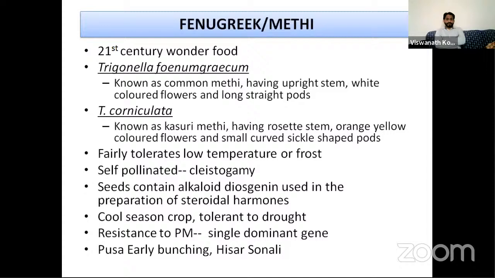And fenugreek is a two-cut crop, and powdery mildew resistance is governed by a single dominant gene, and Kasuri Early Bunching is a variety of the fenugreek.